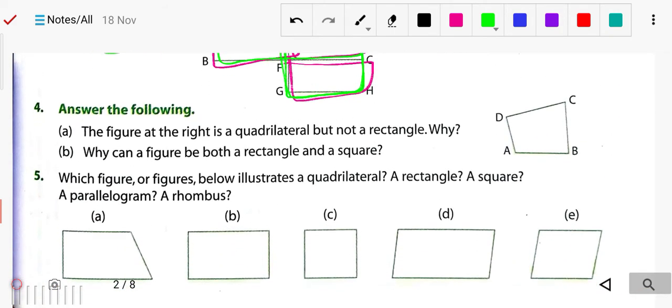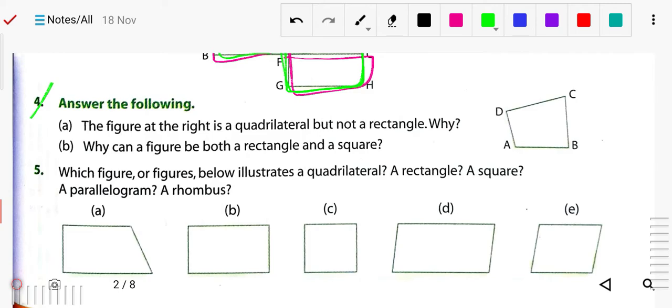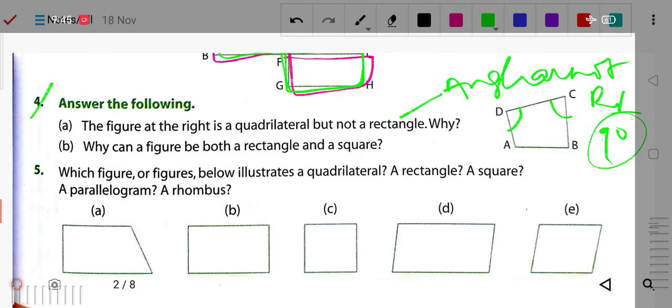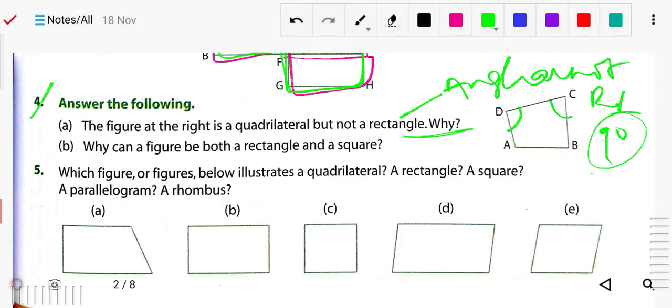Now, next, question number 4. Answer the following. The figure at the right is a quadrilateral but not a rectangle. Why? What is the reason? Its angles are not 90 degrees. Simply you can write the reason: its angles are not right angles. Right angle means 90 degrees, so that's why it is not a rectangle.